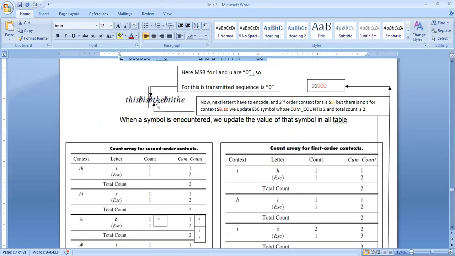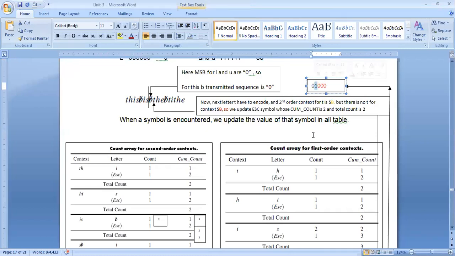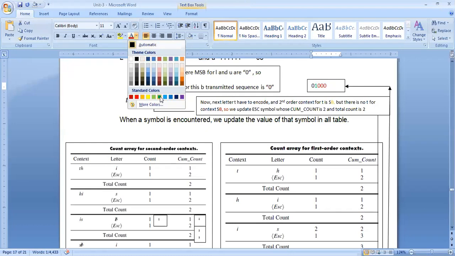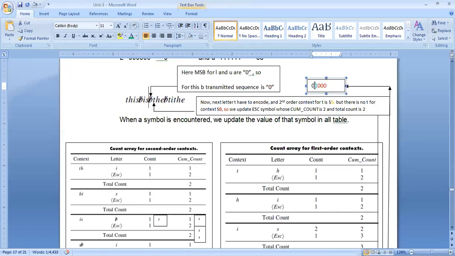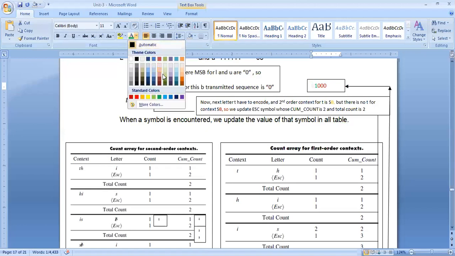So for the T, you will transmit symbol 1, this one, this one. And this 0 is for what? B cross. This 0 is for B cross. So this one is your transmitted sequence.